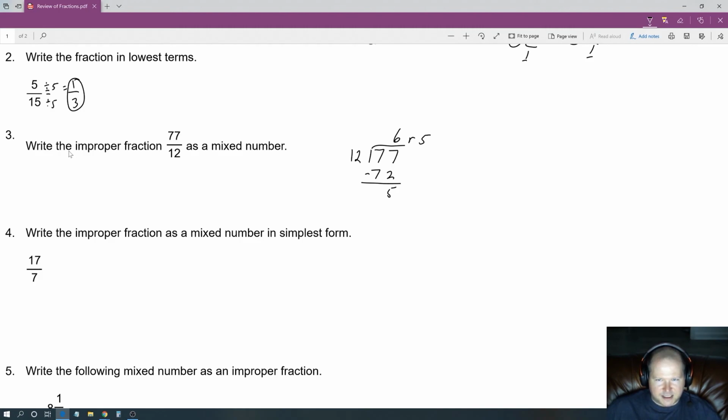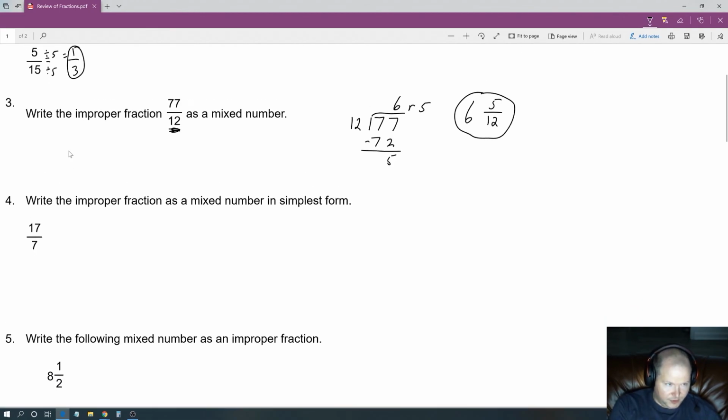I'm not trying to get a decimal. Now what that means is that I have a whole number 6 and the 5 remainder I put up on top. And all you do is you put that 5, that remainder, above the 12, which was the original denominator. You simply stick it right back over the original denominator. So you end up with a mixed number of 6 and 5/12. Okay, so we want to write the improper fraction as a mixed number in simplest form.